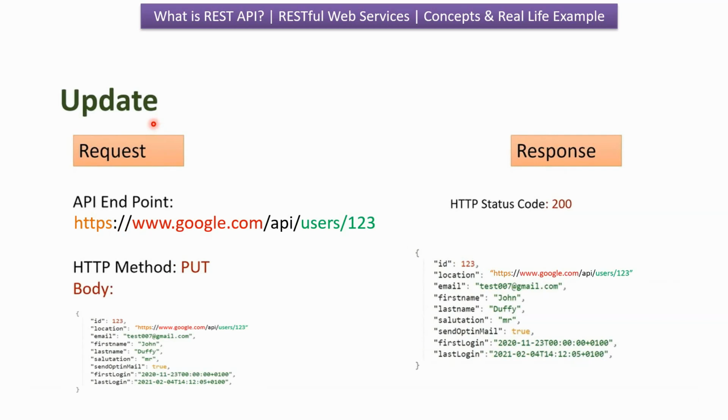Suppose I want to update the user resource, and the user ID is 123. Then the API endpoint will be like this, and the HTTP method we have to use is put, and in the body we have to send the payload. The payload contains updated information, and once the server receives the request, it will update the user resource details based on the unique ID 123. Then it will send HTTP status code 200 back to the client.